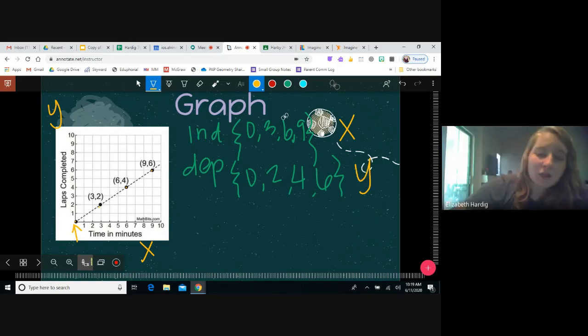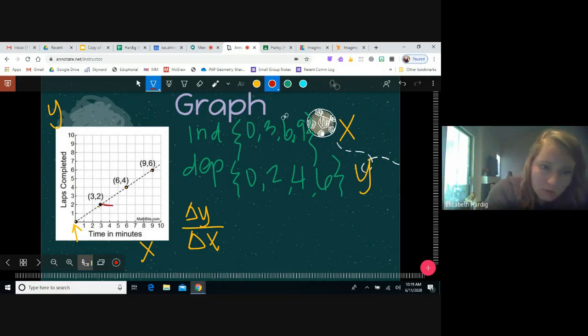You can also find your rate of change from the graph by still thinking of our change in Y over our change in X. So if I draw a right triangle from one point to the other, if I look at the change in Y, it'd be this vertical piece right here.